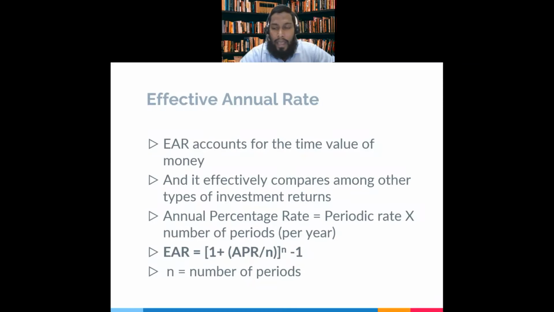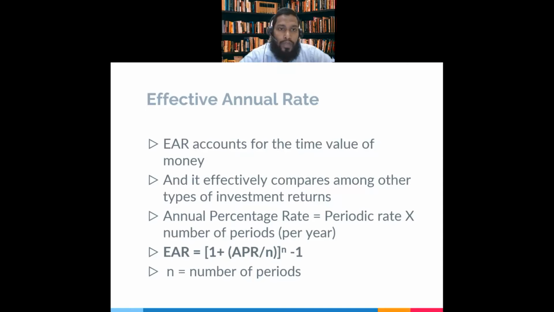Okay, and then we have the effective annual rate. The effective annual rate accounts for the time value of money. As we know from the time value of money concept, the money that we receive today is more valuable than the money that we will receive in the future, because the money can earn profit. So why do we need the effective annual rate? It will help us to compare with other types of investment returns and at different periods.